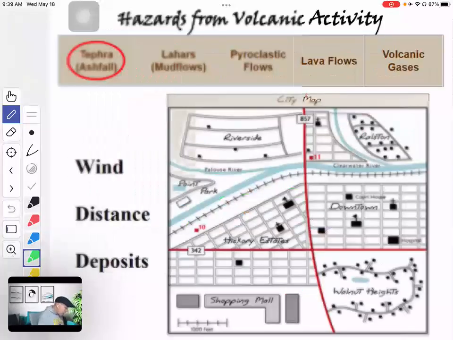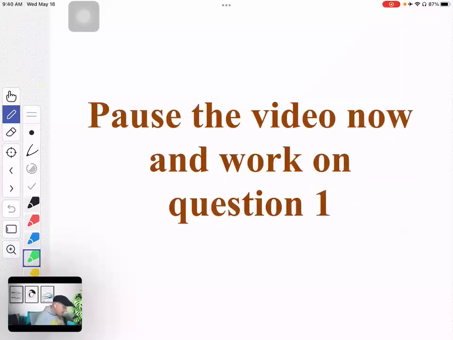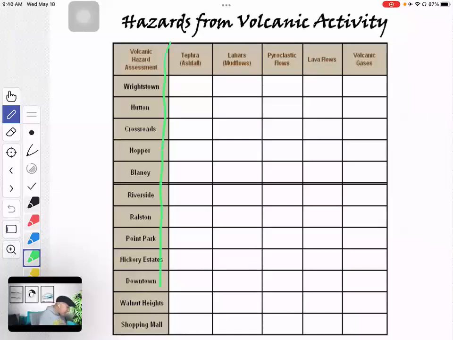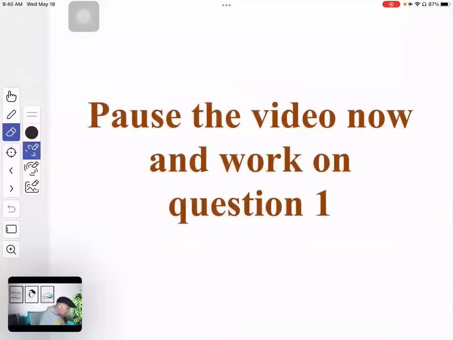So what I want you to do right now is to pause the video and work on the assessment for ashfall for all of those communities. So go community by community and make your assessment: high, moderate, or low. Okay, so that's what you're going to be doing. So pause the video right now and work on this one. Evaluate ashfall for each of those communities and neighborhoods within Housing City. And when you're done, come back for us to discuss question 2.